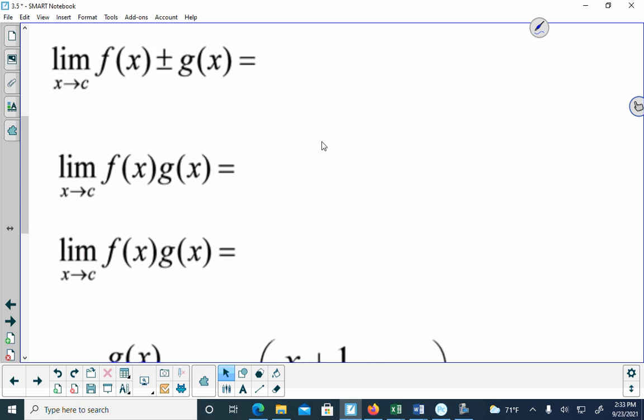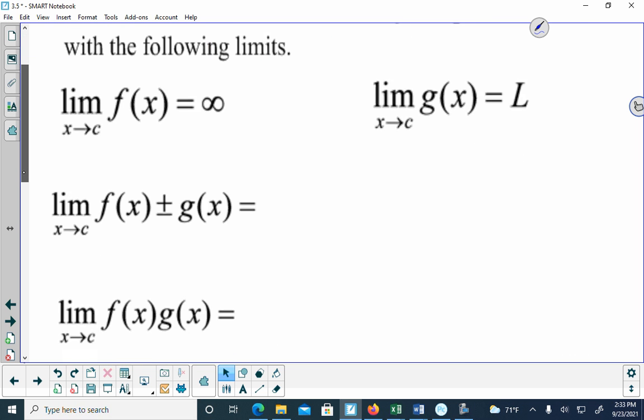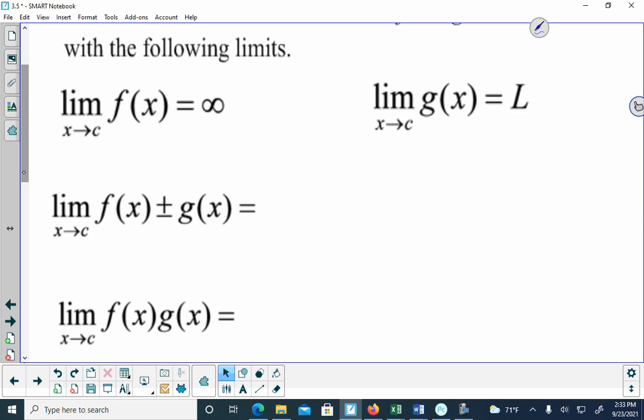So if I take the limit of f of x, which we said was infinity, and I add or subtract a number, let's say this L is 1, it's going to be infinity. Does that make sense? If this were negative infinity plus a number, it's still going to be negative infinity. If I take a billion and I add 1, does it really matter that I added that 1? No.